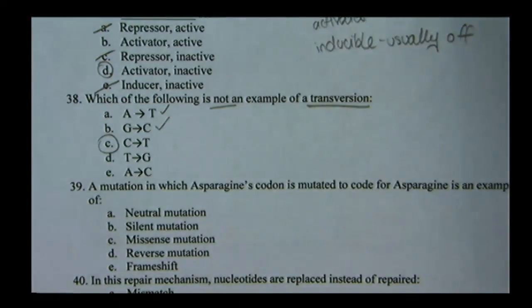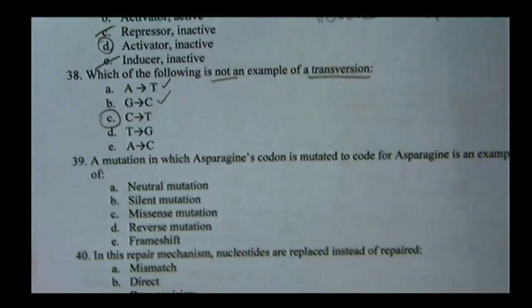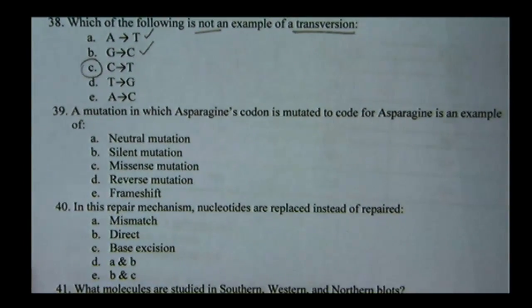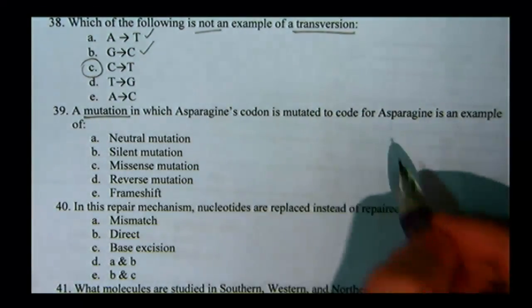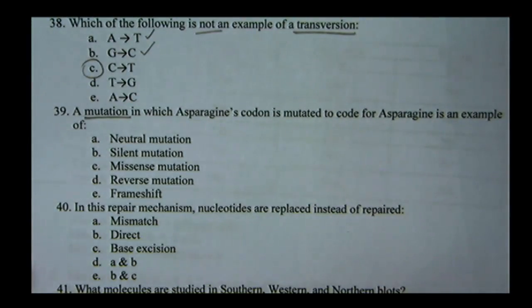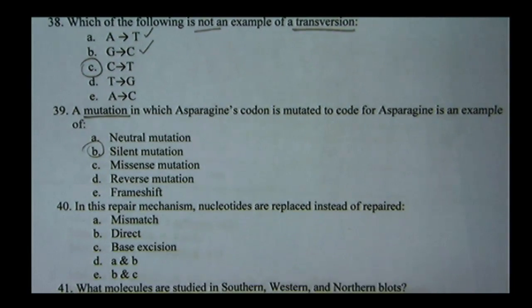Okay, so our mutation took place, and the mutation changed an asparagine for an asparagine. That is an example of a silent mutation. The codon changed, but it didn't change the amino acid. This usually happens in the third position, also known as the wobble position of the codon.